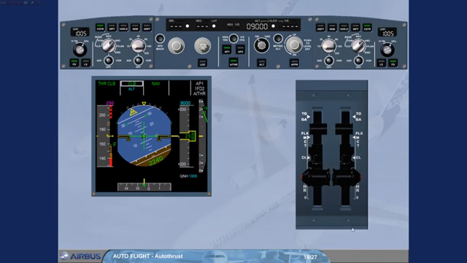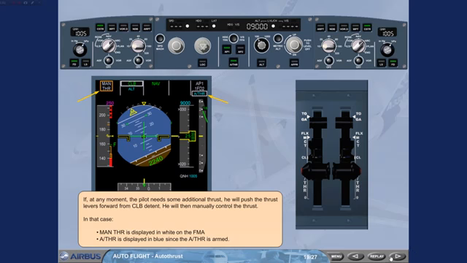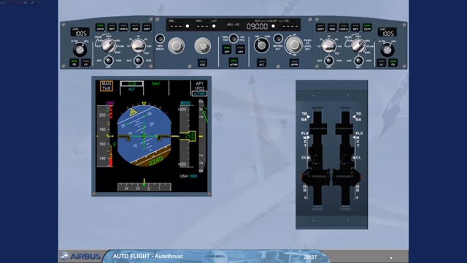If at any moment the pilot needs some additional thrust, he will push the thrust levers forward from climb detent. He will then manually control the thrust. In that case, manual thrust is displayed in white on the FMA. Autothrust is displayed in blue, since the autothrust is armed. Whenever the pilot brings the thrust levers back into climb detent, the autothrust is automatically back on in the appropriate mode.